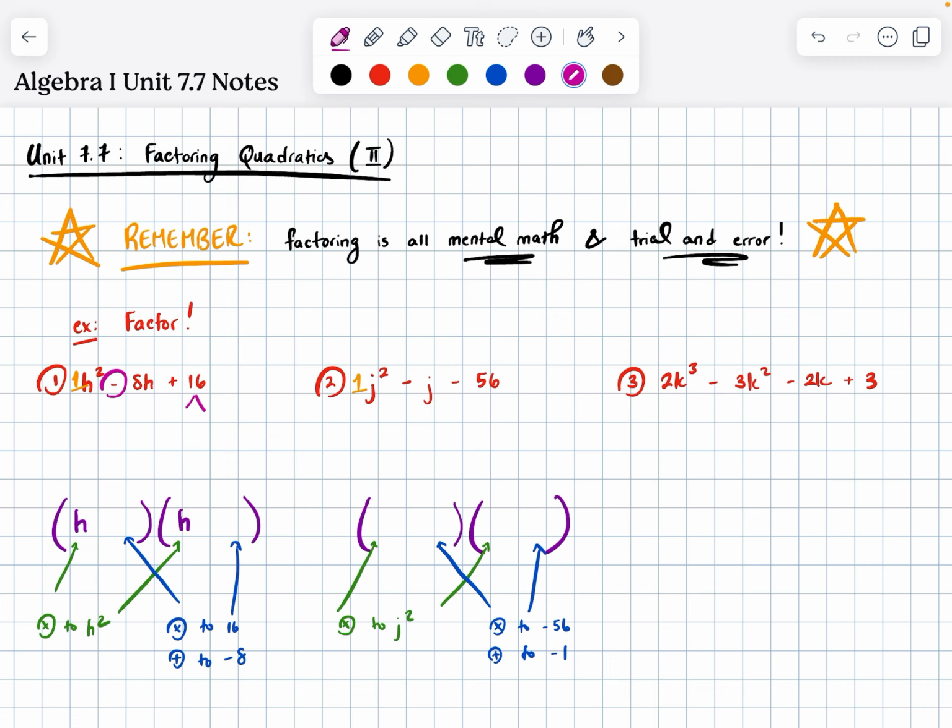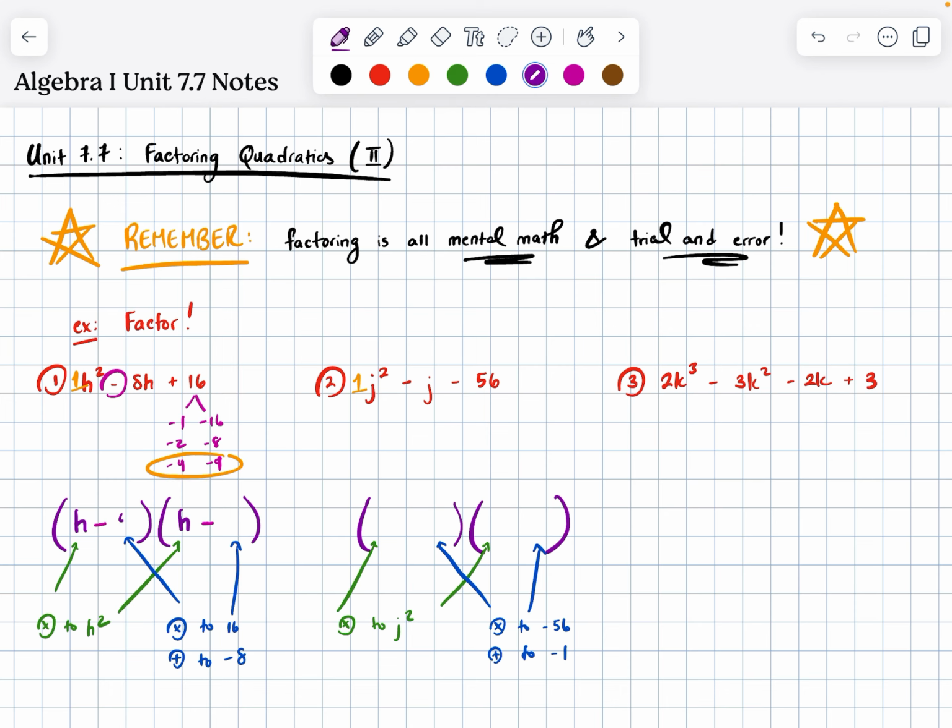Well, if I need a negative middle term, it must come from 2 negative numbers. So it can't be a positive times a positive because there's no way I can add positive numbers to get a negative 8. So, thinking of options, 16, knowing it needs to be a negative number times a negative number, could be negative 1 times negative 16. It could be negative 2 times negative 8, or negative 4 times negative 4. That last one should do the trick.